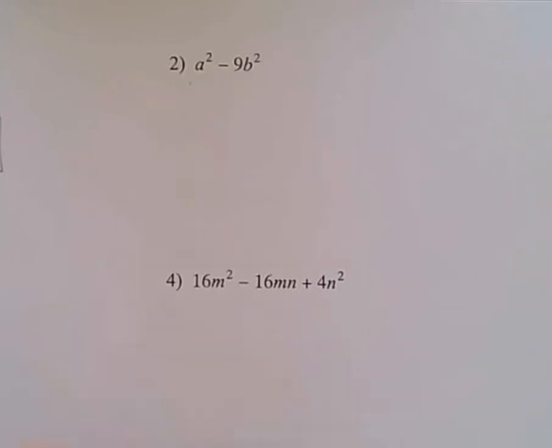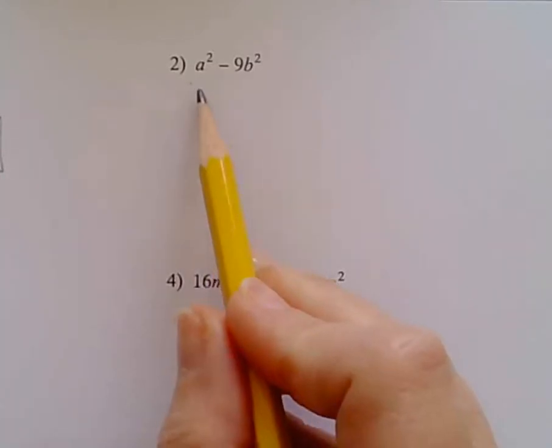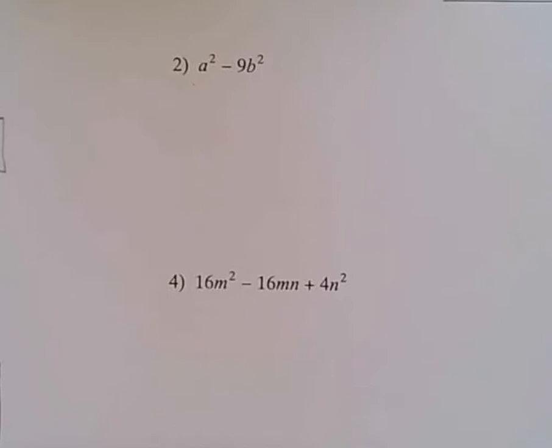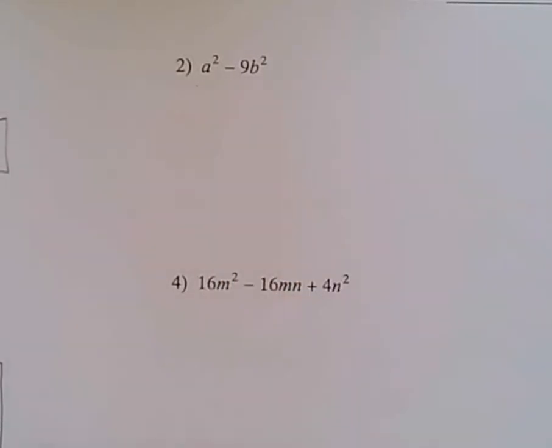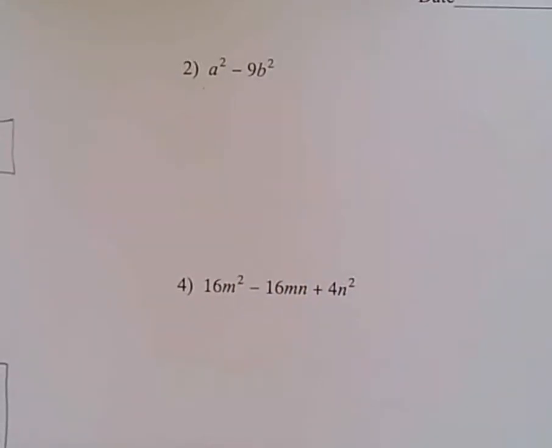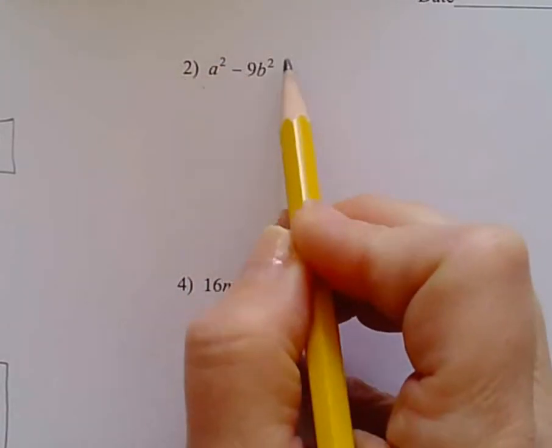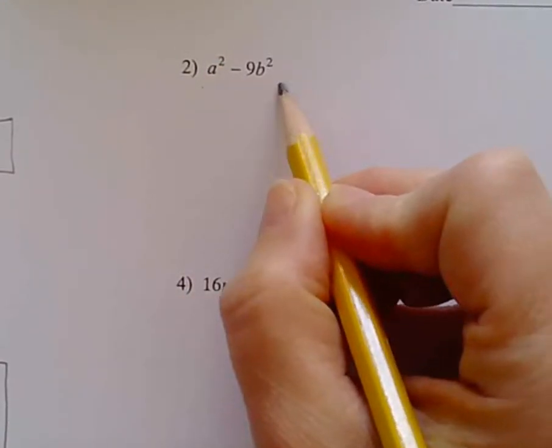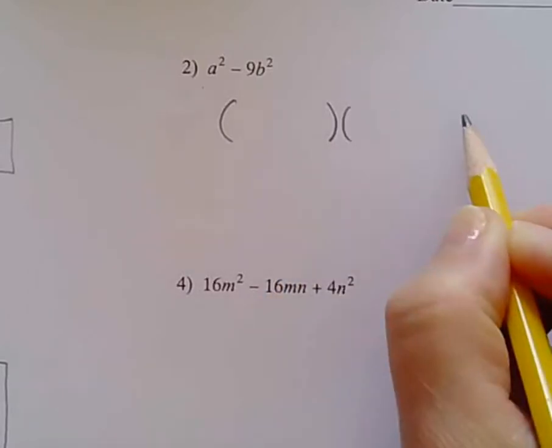Whenever factoring, first thing always, look for something common. Nothing. Now count the terms. 1, 2. The only thing it can be is difference of squares. Perfect square with a minus in the middle. Good to go. 2 sets of parentheses.